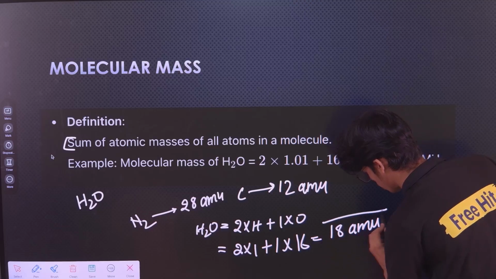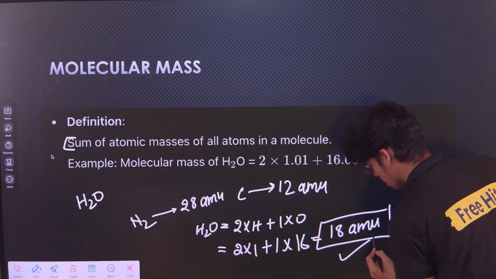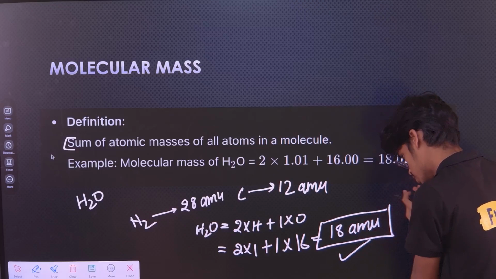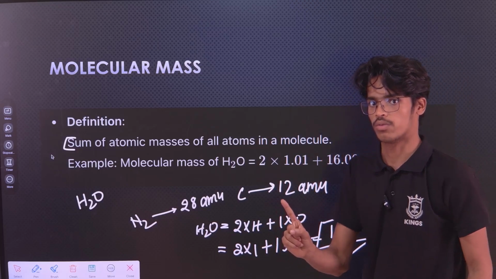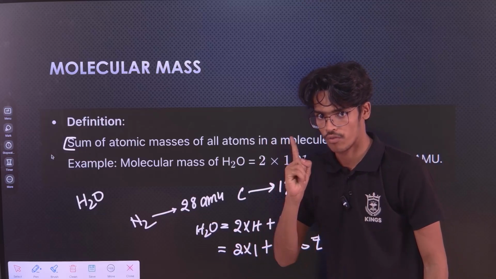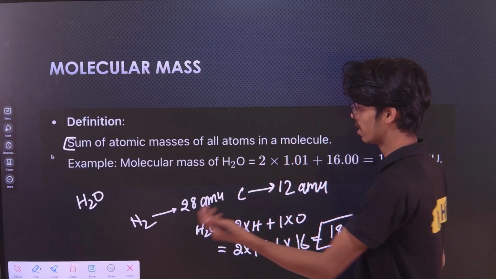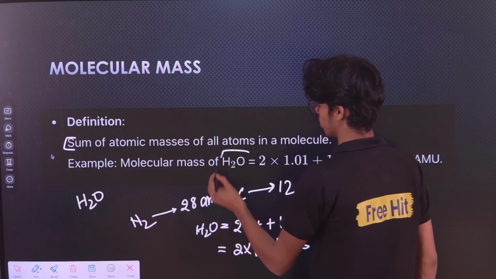Remember this: 18 atomic mass unit is the mass of 1 molecule, only a single molecule of water. Remember this. Now, in the same way, they have given an example for water.